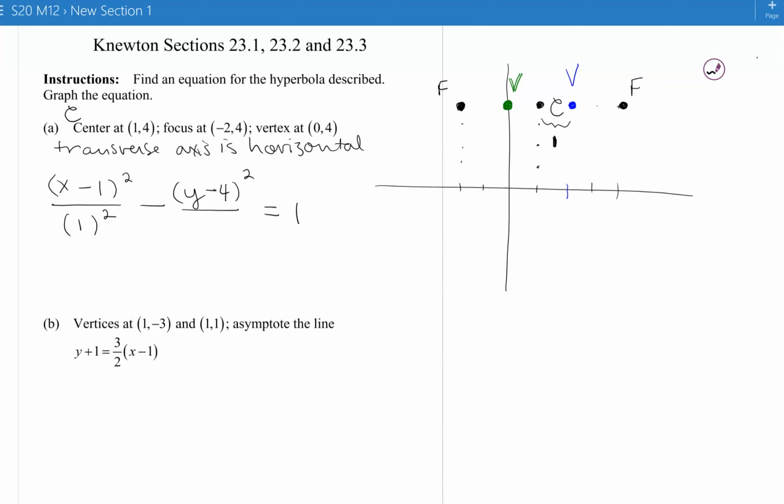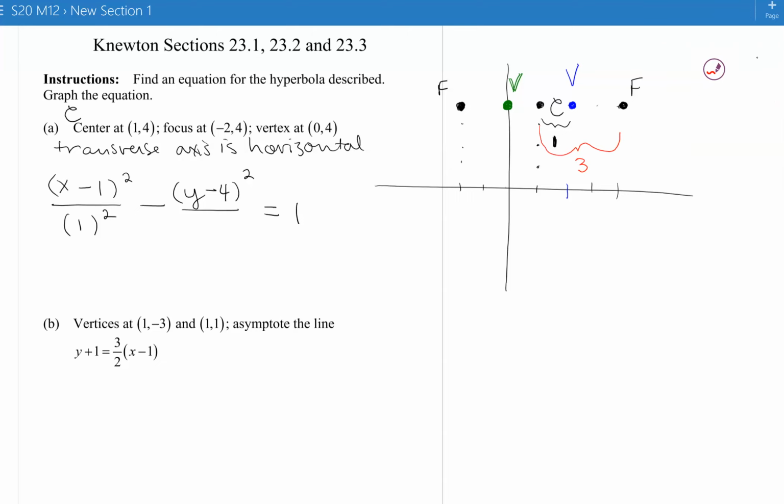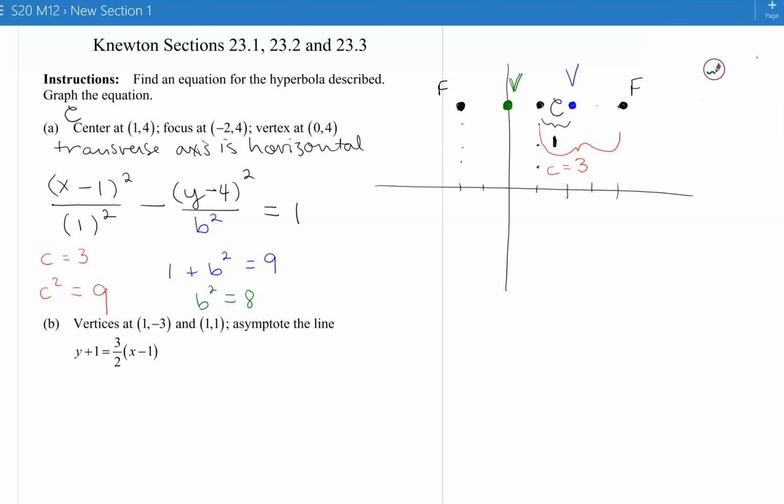And then we need to think about what else we know. So we can see that the distance from the center to the focus is 3. Well, the distance from the center to the focus is little c. So if little c equals 3, then little c squared equals 9. So let's give a name to this second denominator and say we know that the sum of the denominators has to equal the little c squared. So I know b squared has to equal 8.